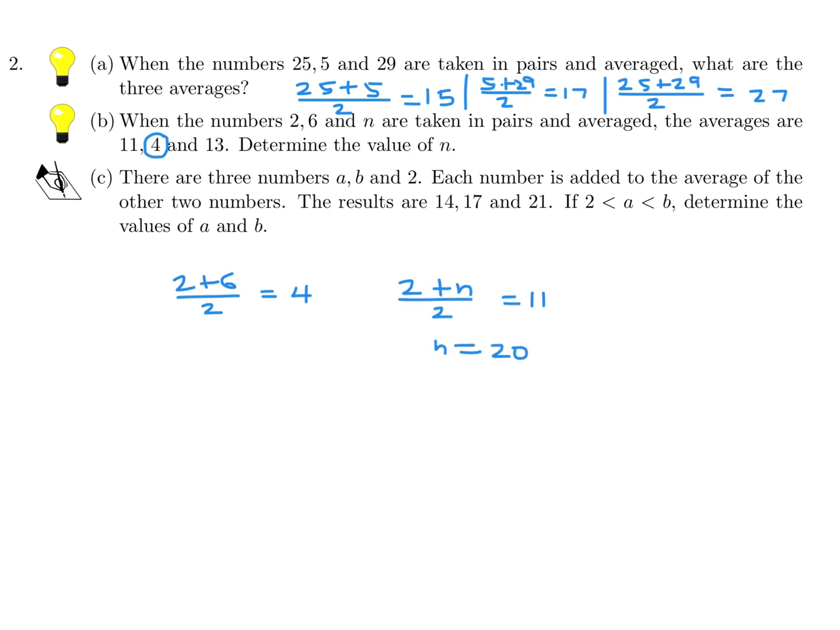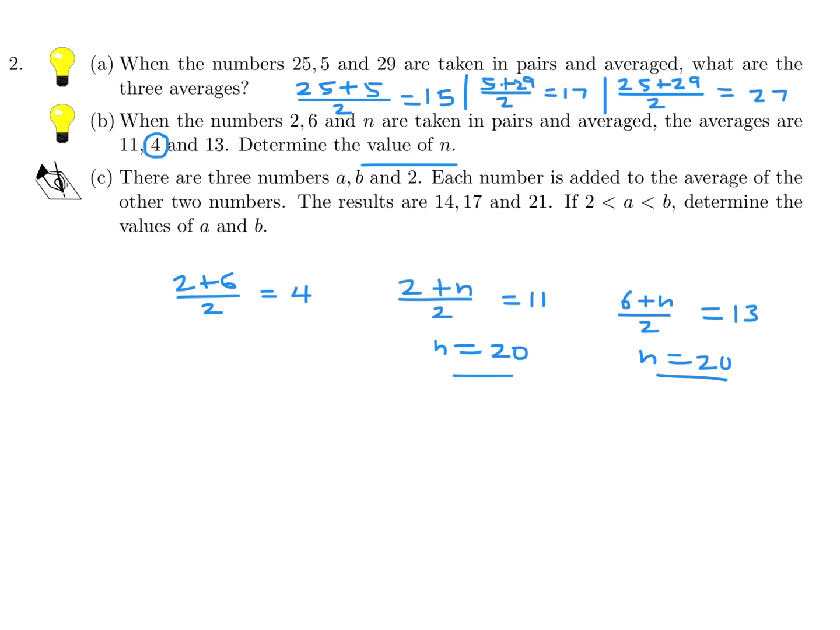And let's just do the last one. The last one would be 6 plus n over 2, and that is most likely going to be the 13. And when you solve this, you get n equal to 20 again. So we were consistent, and therefore we know that n is equal to 20.